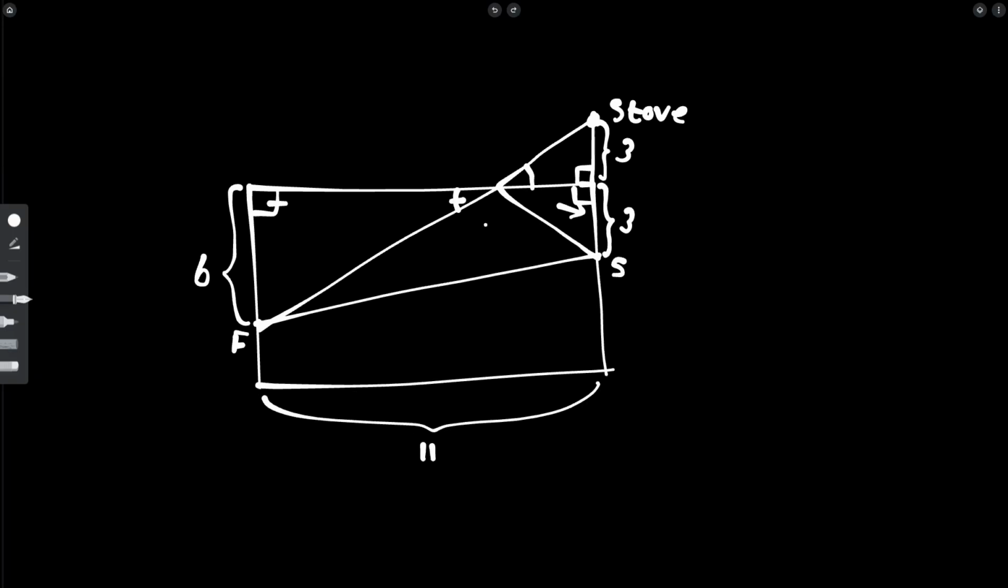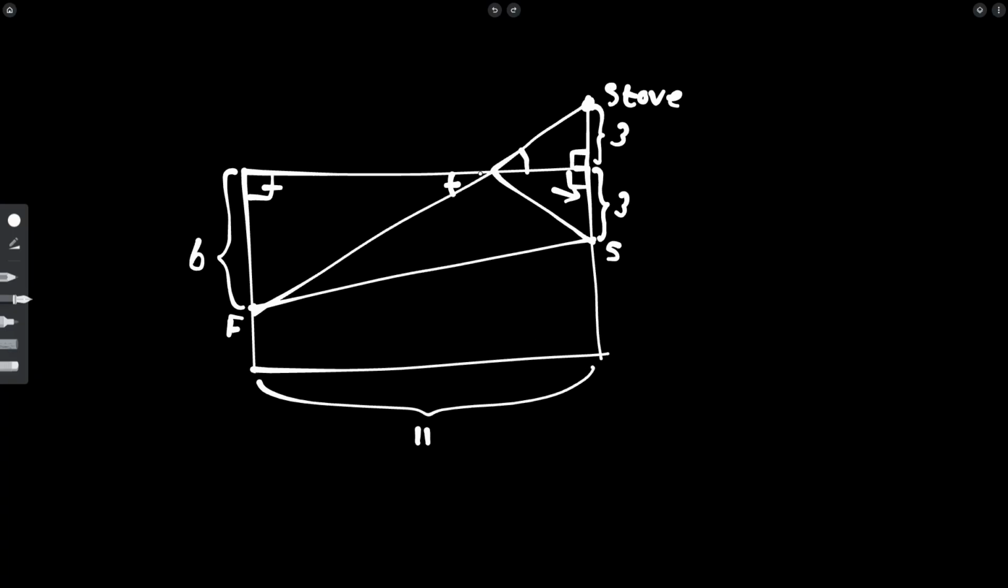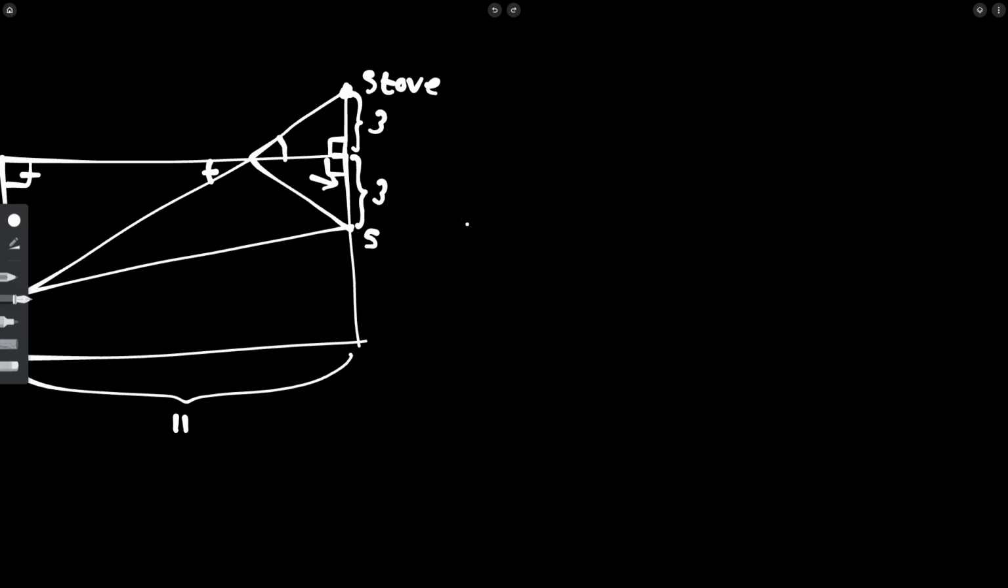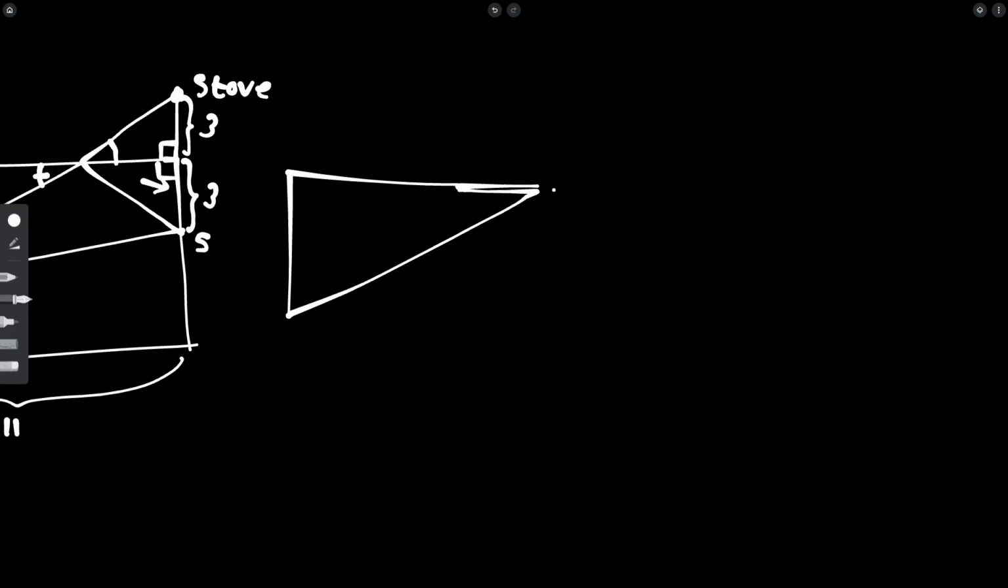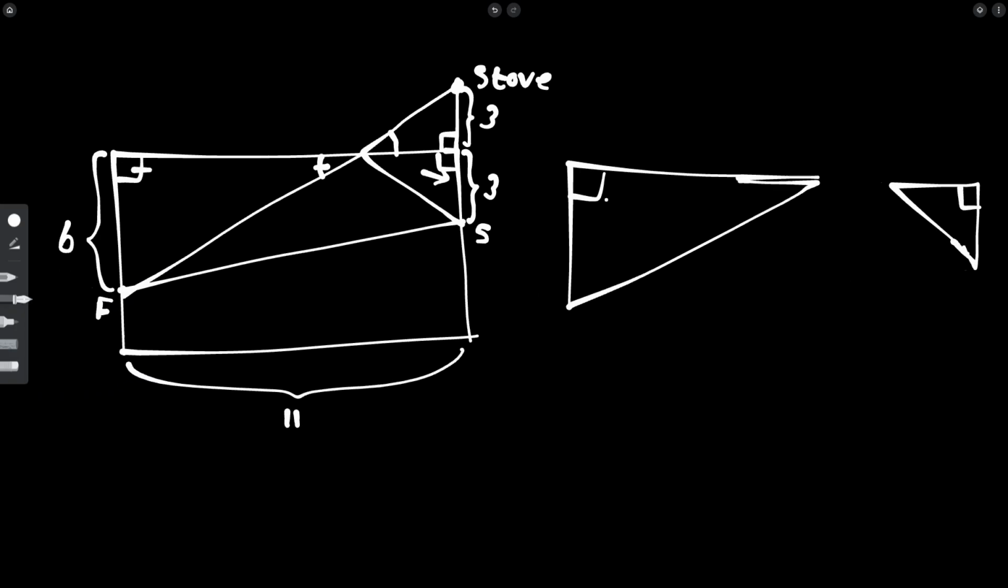So to solve this, we basically need to find the point on this line up here that makes this triangle and this triangle similar. So we're given this triangle and this triangle, and the shortest path is when these two triangles are similar. Because when they are similar, you can flip this triangle over this top line, and you'll get a straight path, which is the shortest distance between the two.